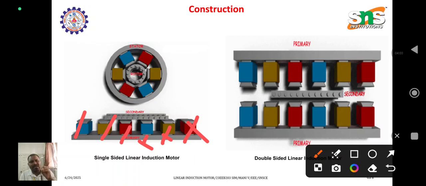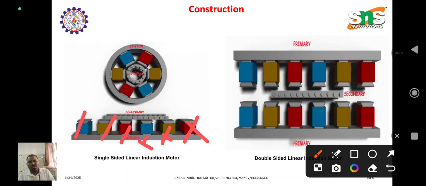When we supply current to this primary winding, the primary winding gets energized and produces flux which is similar to a rotating magnetic field. But it is not rotational. It is linear motion. It starts here and ends here. Again it starts here and ends here. Like that, it changes the excitation of the primary coils.